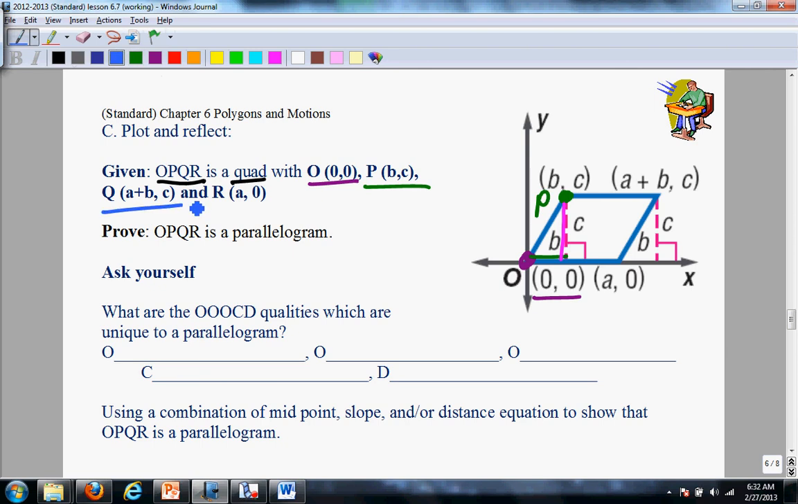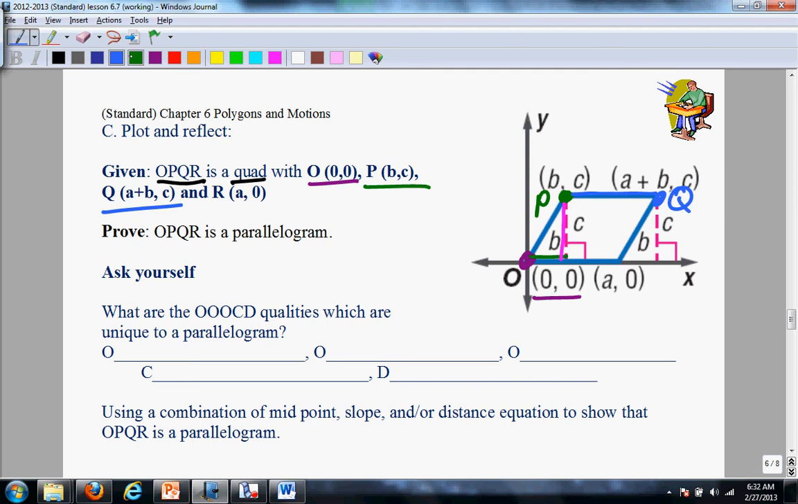And Q is at the point A plus B, C. C again is that vertical distance. B is that amount shifted to the right, and then you have this distance called A, so it's A plus B there. That's point Q.